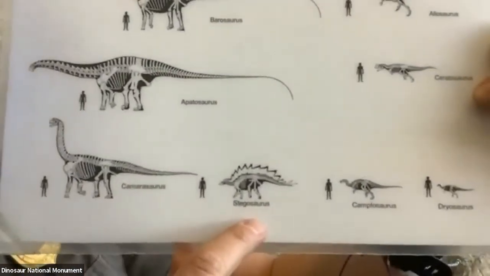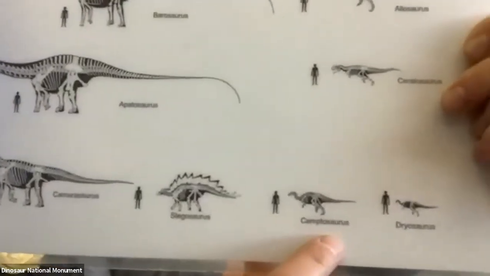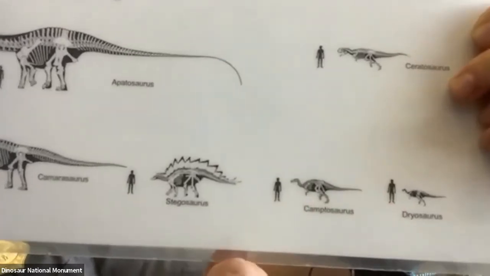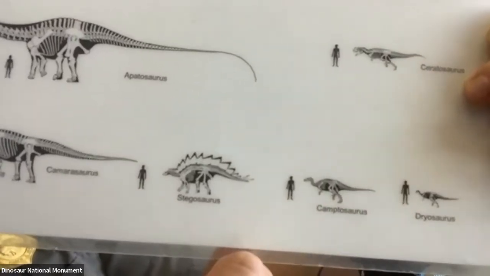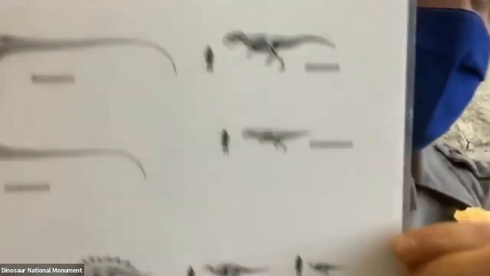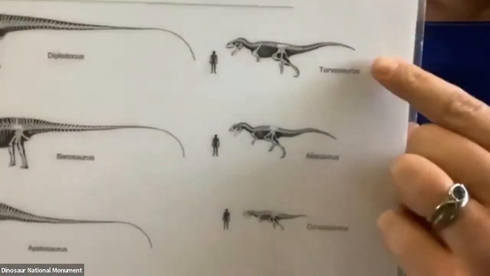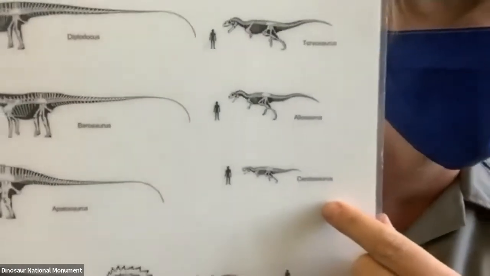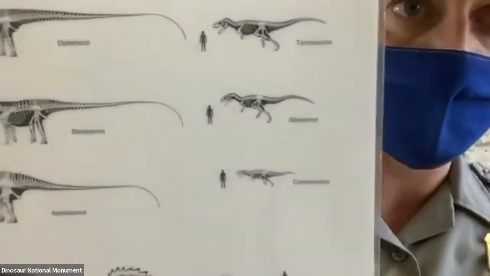Stegosaurus, we've talked about a bunch. Camptosaurus and Dryosaurus are both really small dinosaurs, so we've only found a couple bones from them overall in the quarry. And then 3 different kinds of carnivores: Torvosaurus, Allosaurus, and Ceratosaurus. And Allosaurus is the most common of those.